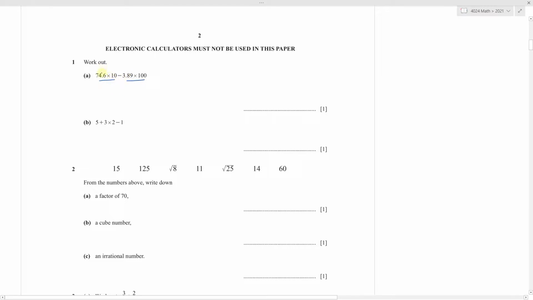So multiply by 10 means moving this decimal one place to the right. So this will become 746 minus, multiply by 100, so the decimal will move two places to the right. So this will become 389.